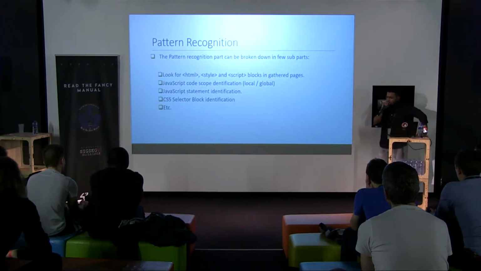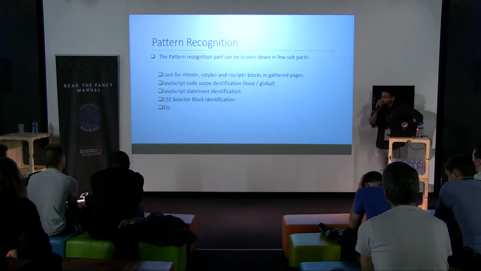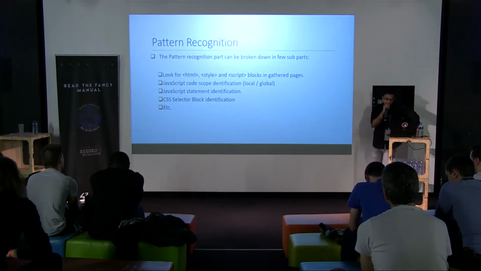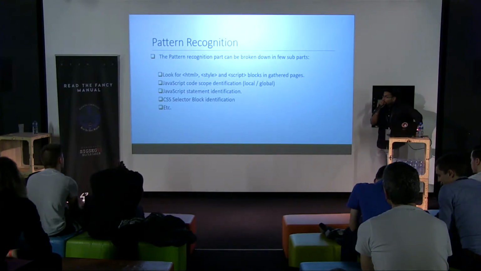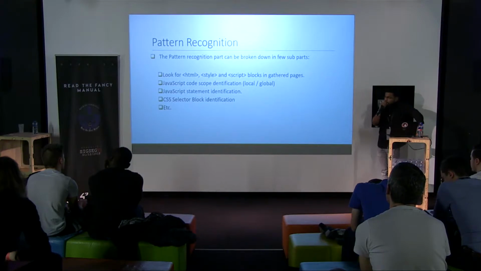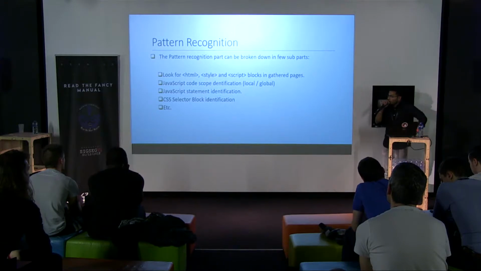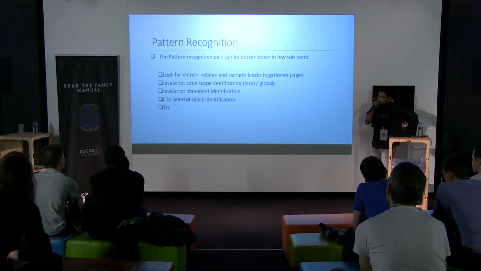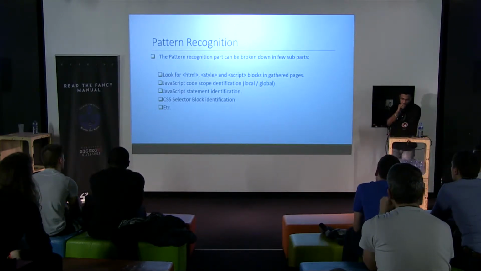If we break down the pattern recognition process, it has the following steps. First, we look for HTML style and script blocks in the gathered web pages. After that, we identify the scope of the JavaScript code, which portions are local and which are global. We also identify different JavaScript statements. And in the CSS style block, we recognize CSS selector blocks so that we can inject CSS code in those web pages.